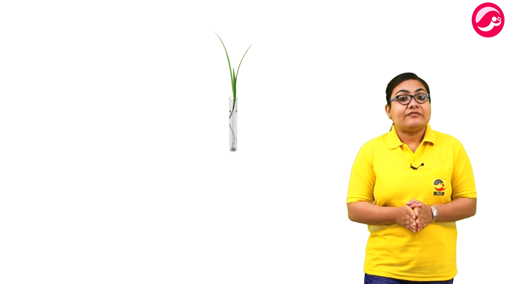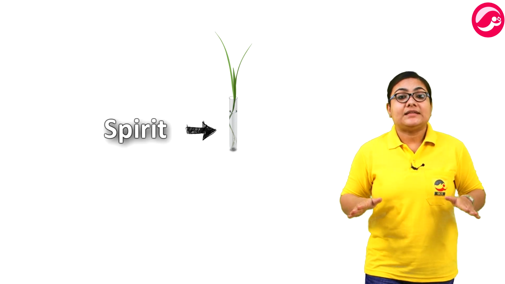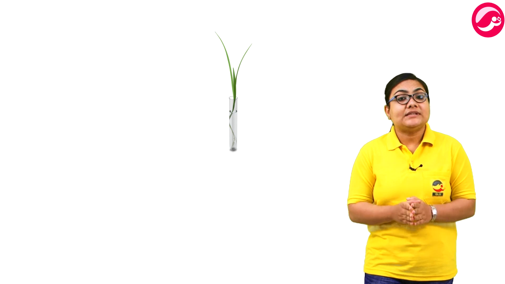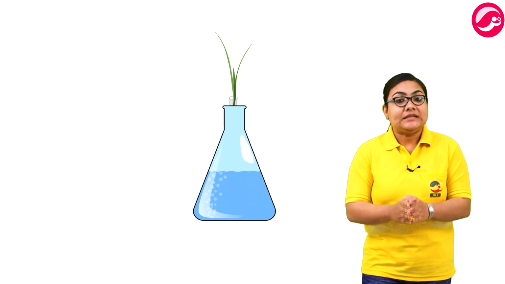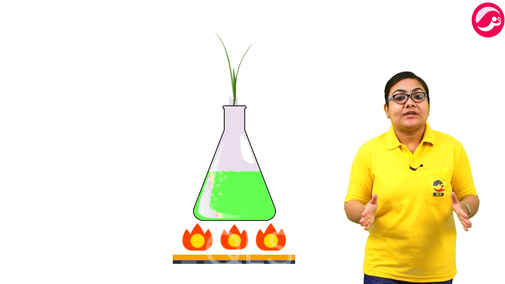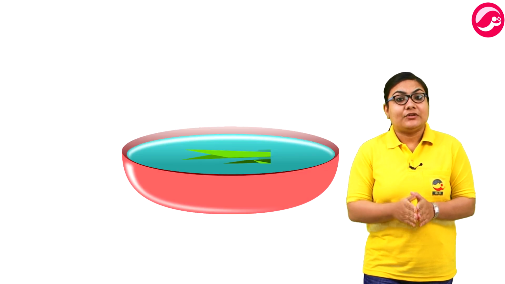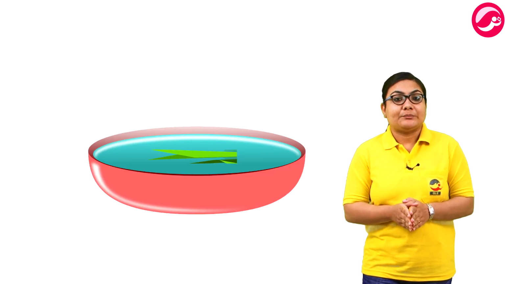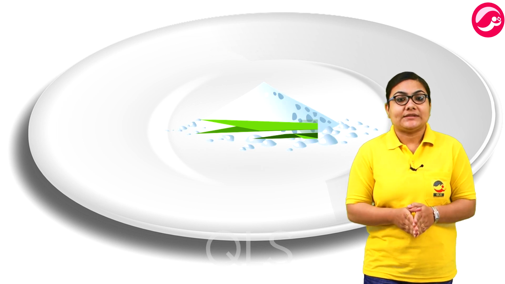Now put a leaf in a test tube and pour spirit to completely cover the leaf. Now put the test tube in a beaker half filled with water. Now heat the beaker till all the green color from the leaf comes out into the spirit in the test tube. Take out the leaf carefully and wash it in water. Put it on a plate and pour some iodine solution over it.